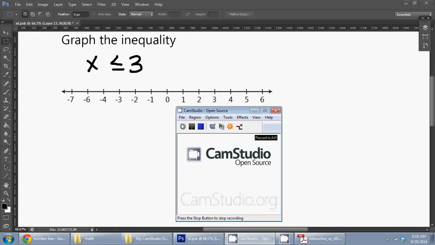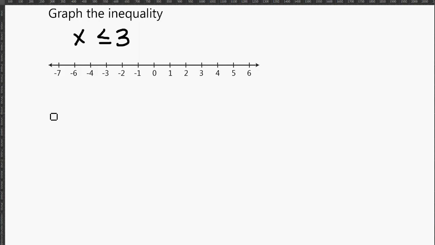This is the first example in section 1.6, and it reads x is less than or equal to 3. Now you know there's different inequality symbols. Less than or equal to is one of them. Greater than or equal to is also one of them. And then there's less than and greater than.